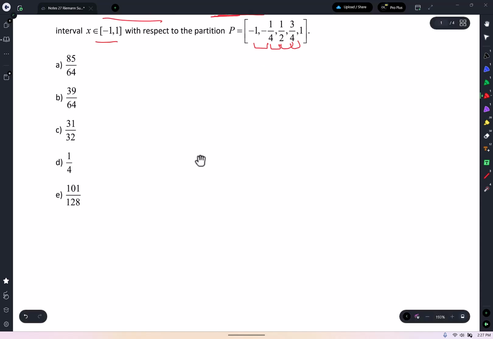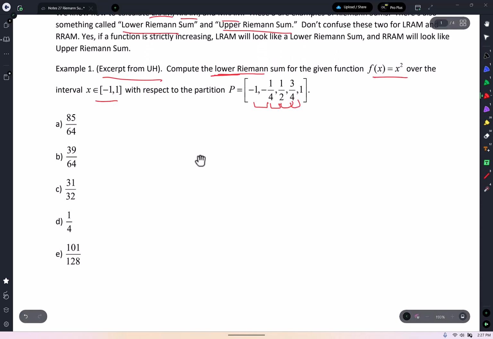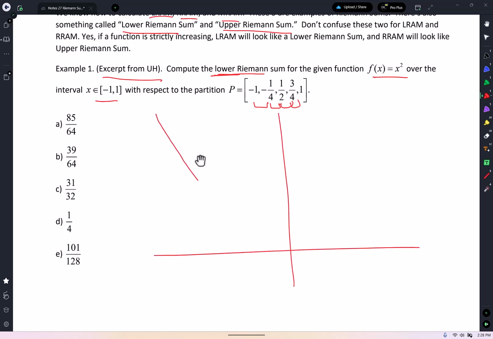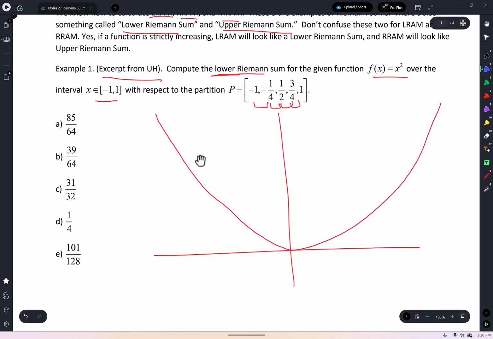So I'm going to exaggerate this function, x squared. Here's me exaggerating x squared. Here's negative 1. Here's 1. Negative 1/4 is probably like, bam, negative 1/4. And then 1/2 is halfway, so half. And then 3/4 is halfway between 1/2 and 1. Okay, there it is. Those are my partitions.